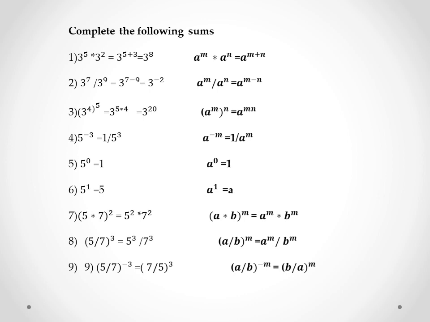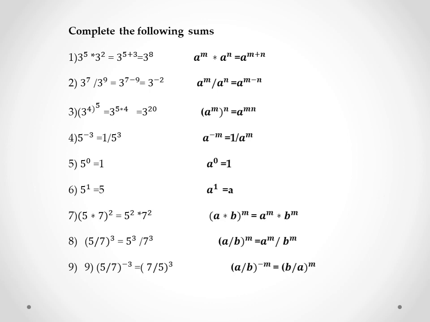Third one, 3 raised to 4, raised to 5. Bracket raised to index means index to index. At that time, product of indices, means 3 raised to 5 into 4, 3 raised to 20. I have written the rule aside which we use there. Sum number 4 is 5 raised to minus 3 equal to. Now negative index converts to positive. You will get 1 upon 5 raised to 3. Fifth one is 5 raised to 0. Any number with index 0, its value is 1. Sixth one, 5 raised to 1. Any number with index 1, its value is the same, that is 5.